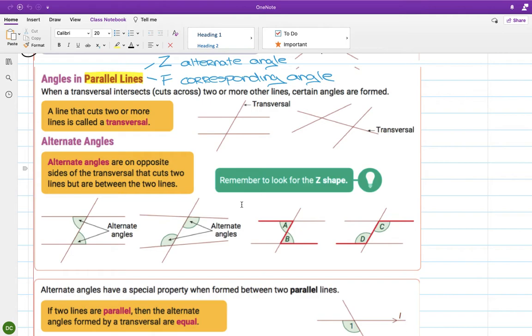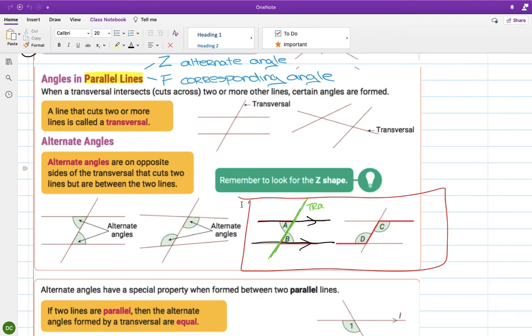Okay, so if you don't have parallel lines, you can't find alternate and corresponding angles. Right. So I don't really like these pictures. I suppose these two here are probably the best. Okay, these ones here. So here's your first line, and here's your parallel line. Yeah? This line that crosses them, see this line here? That line is called a transversal.